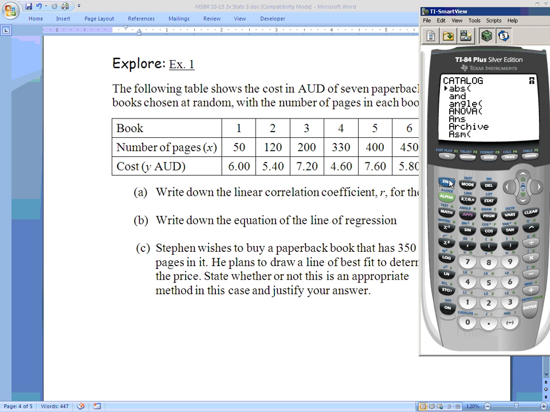But for the rest of us, we are now going to go to stat, calculate, and we're going to calculate our line of regression, which is option 4. I probably should have put L1 comma L2, but it defaults to that if you don't change anything. And so it says write down our correlation coefficient. Well, our correlation coefficient is the R value, and I see that right here. So my R is negative 0.1414.